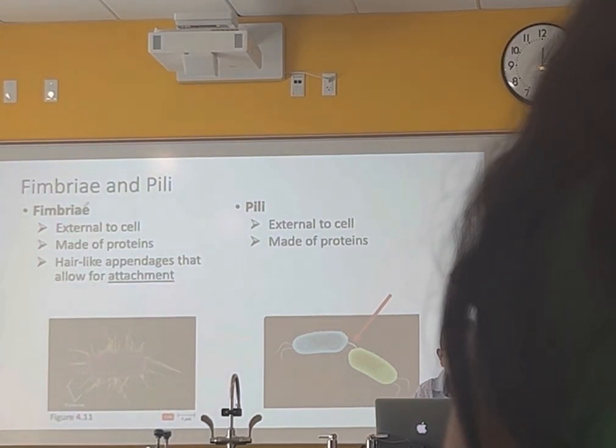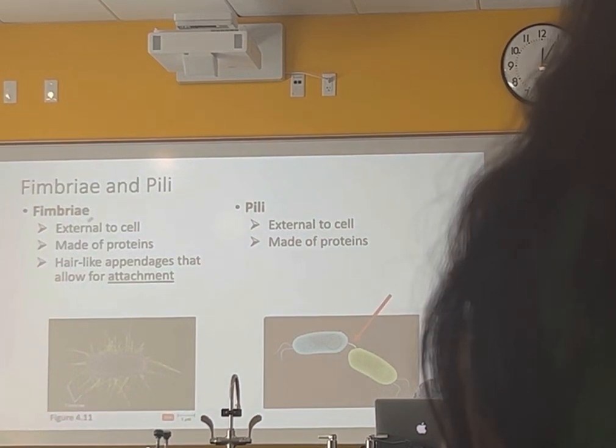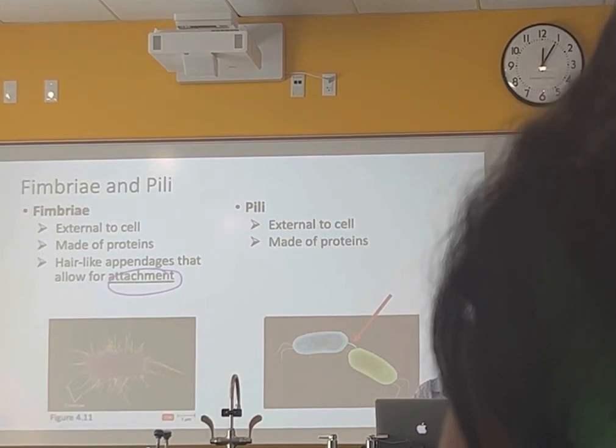A lot of people always confuse fimbriae, thinking that's for motility. It's not. Fimbriae is for attachment. Was flagella for attachment too? No. Flagella is for motility. These are, again, vice versa. These are not for motility.